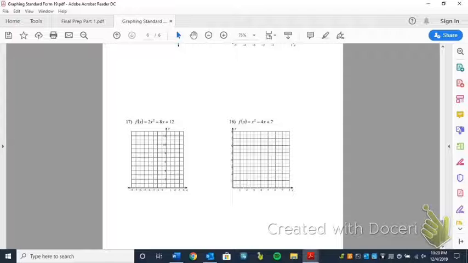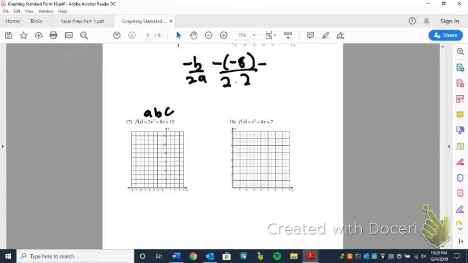And this is the last example I'm going to give you. Number 17. A is 2, B is negative 8, C is 12. So negative b over 2a is negative negative 8 over 2 times 2, which gives me 8 over 4, or 2. So that means that at x equals 2, that's my axis of symmetry.